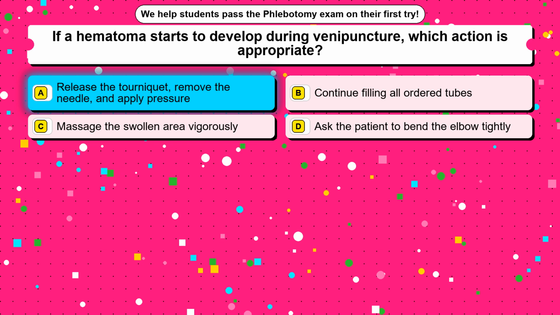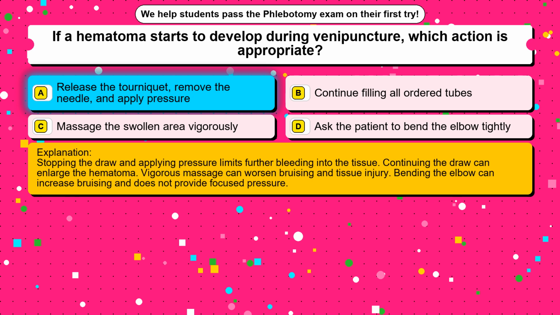Release the tourniquet, remove the needle, and apply pressure. Stopping the draw and applying pressure limits further bleeding into the tissue. Continuing the draw can enlarge the hematoma. Vigorous massage can worsen bruising and tissue injury. Bending the elbow can increase bruising and does not provide focused pressure.